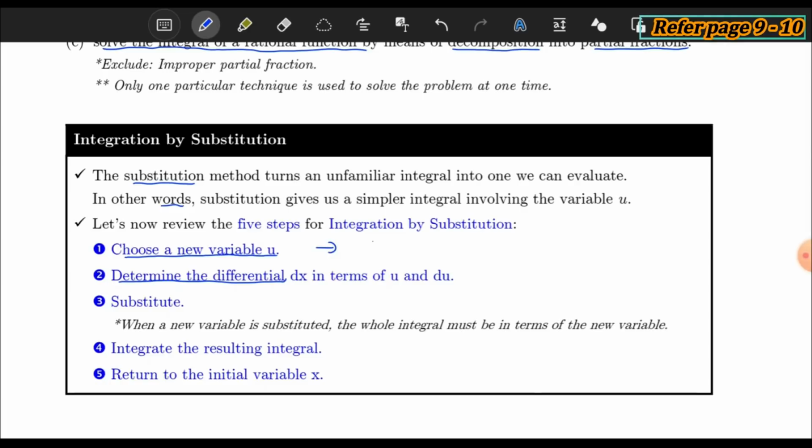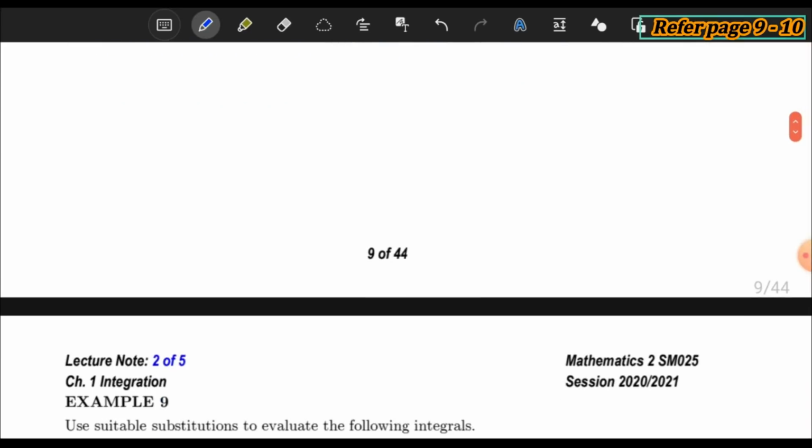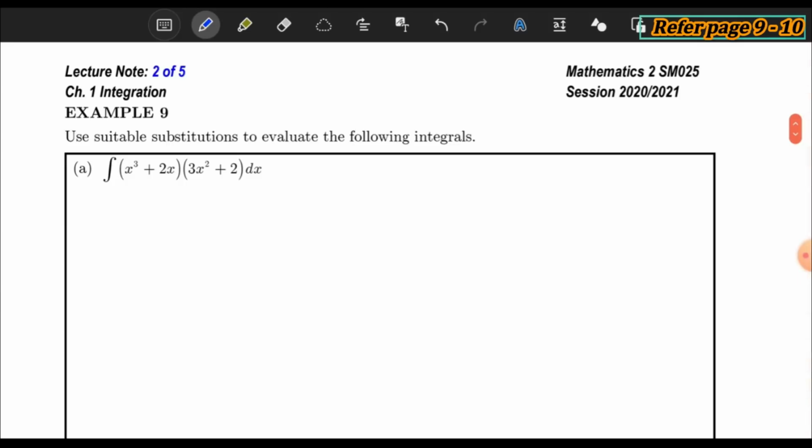So first, choose u. Second, we need to differentiate. Third, we substitute. And number 4, integrate the resulting integral, which must be in terms of u. And the last one, return to the initial variable x. Okay, so we go to the first example. Use suitable substitutions to evaluate the following integrals.